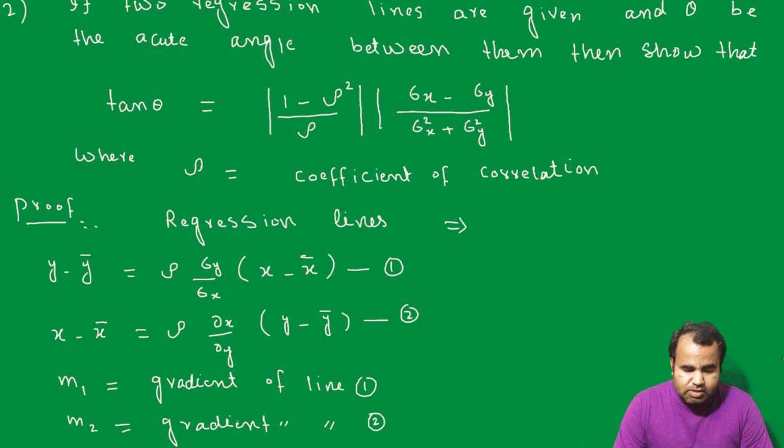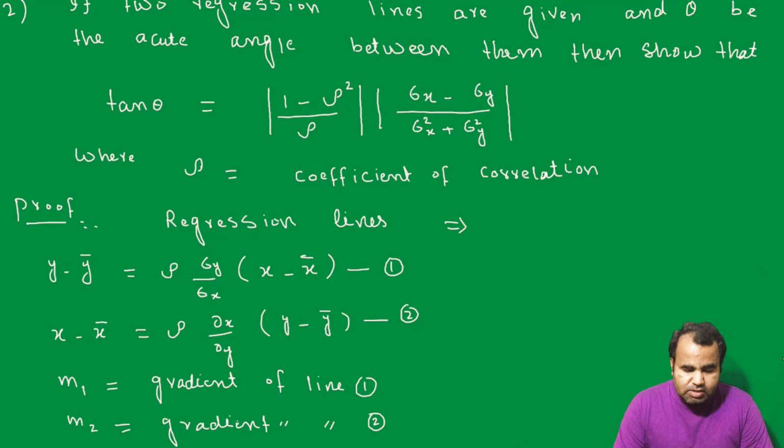As I have already explained, we will compare it with y is equal to mx plus c, which is the equation of a straight line, or the equation of regression. It is also called linear regression. As we already know, tan theta is equal to m1 minus m2 divided by 1 plus m1 into m2. So we will put the values of m1 and m2 that we have from the lines of regression.